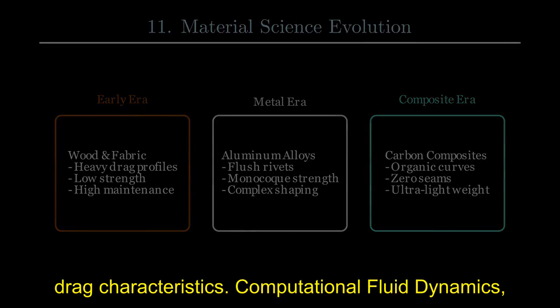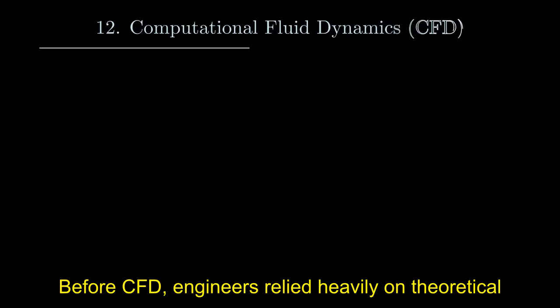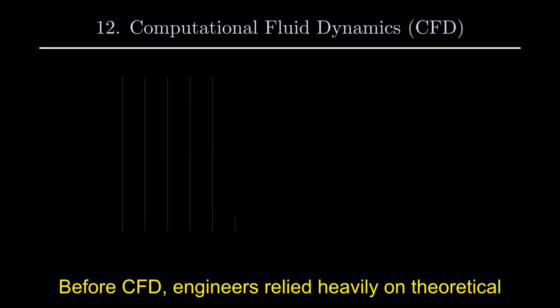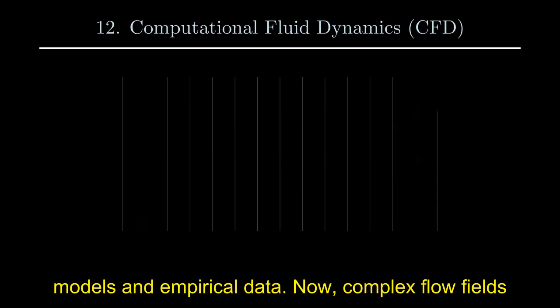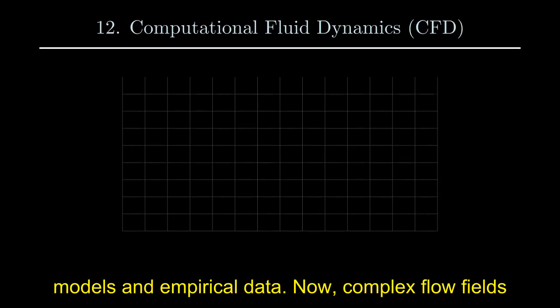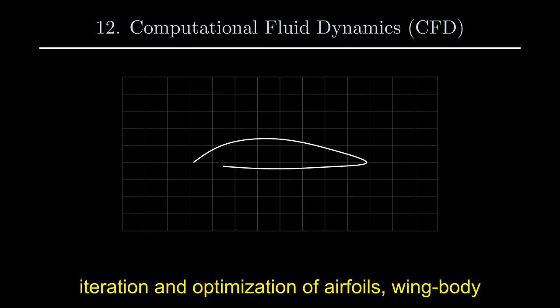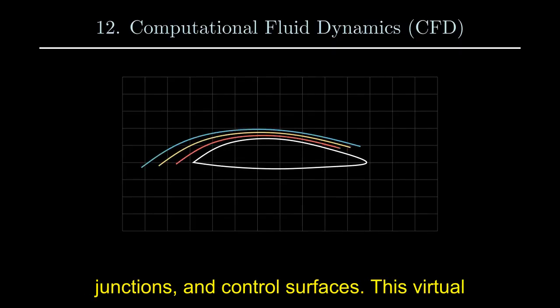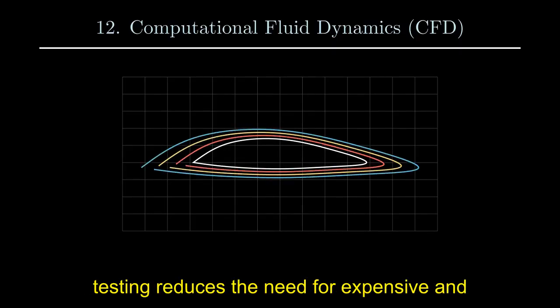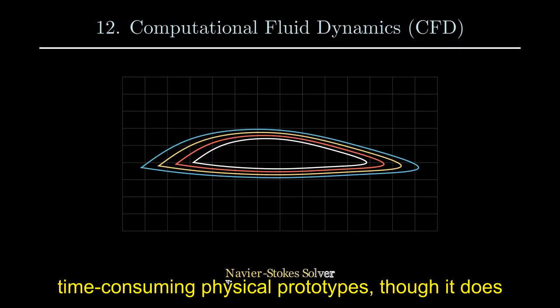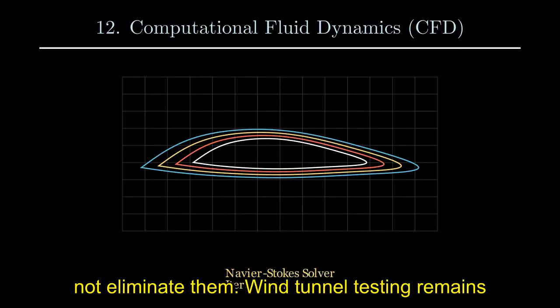Computational Fluid Dynamics, or CFD, has revolutionized aerodynamic design. Before CFD, engineers relied heavily on theoretical models and empirical data. Now, complex flow fields can be simulated digitally, allowing for rapid iteration and optimization of airfoils, wing-body junctions, and control surfaces. This virtual testing reduces the need for expensive and time-consuming physical prototypes, though it does not eliminate them.